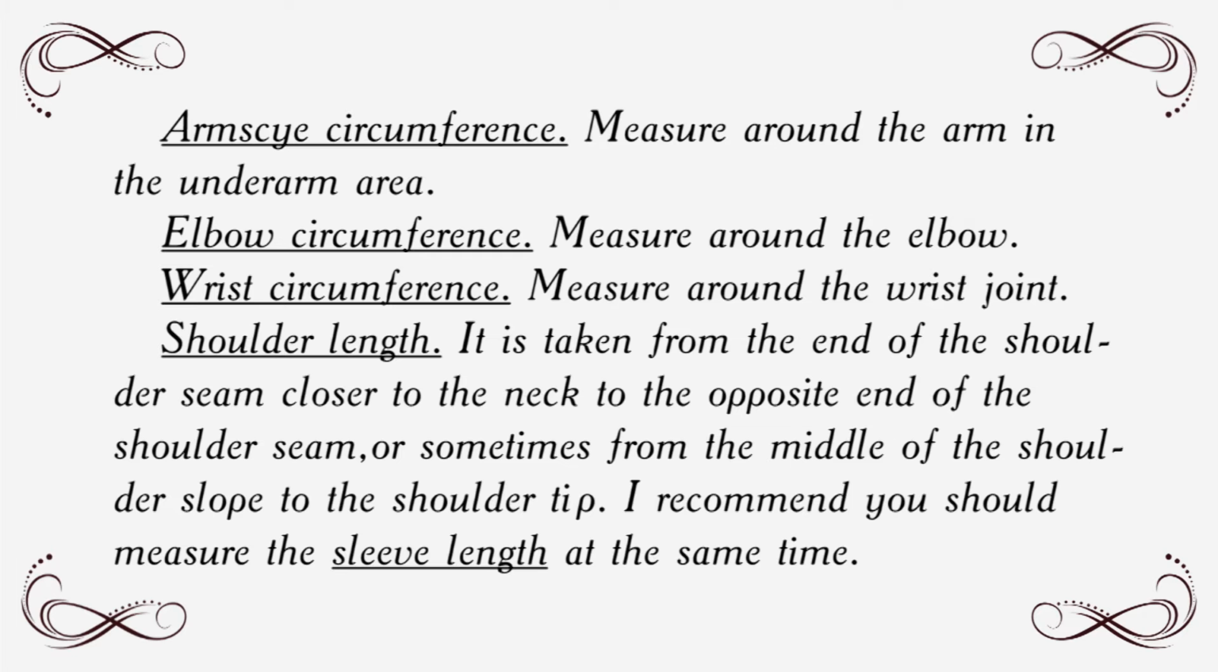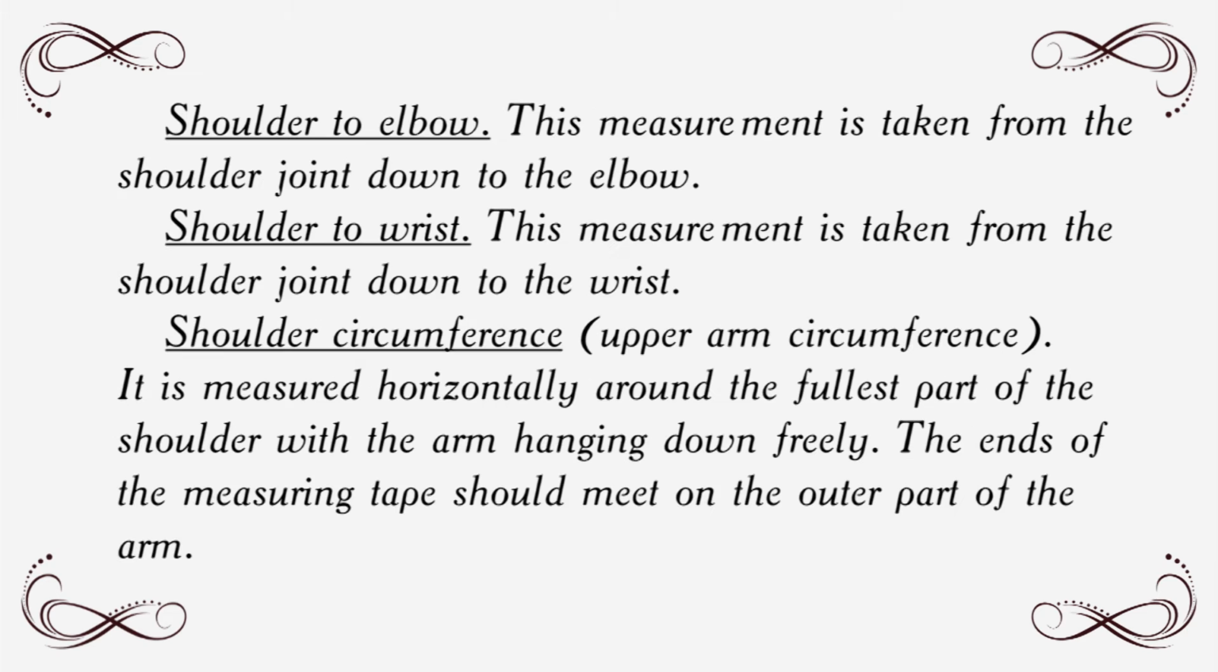I recommend you should measure the sleeve length at the same time. Shoulder to elbow. This measurement is taken from the shoulder joint down to the elbow. Shoulder to wrist. This measurement is taken from the shoulder joint down to the wrist. Shoulder circumference. Upper arm circumference. It is measured horizontally around the fullest part of the shoulder with the arm hanging down freely. The ends of the measuring tape should meet on the outer part of the arm.